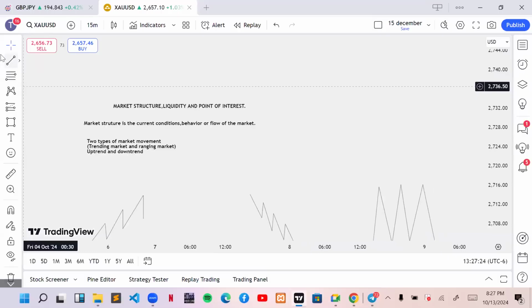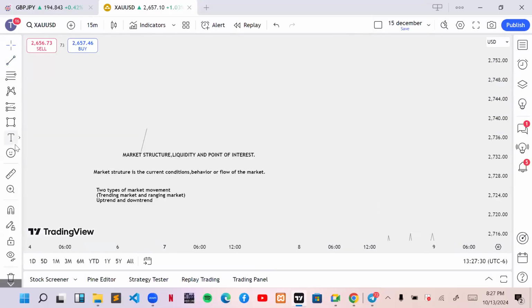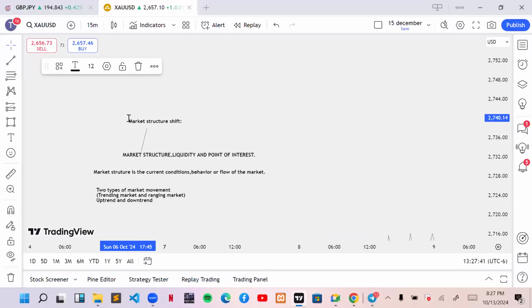So for the structure part of my strategy, I pay attention to market structure shifts and break of structure. So, market structure shift. I'll first of all take what a market structure shift is. A market structure shift is an indication that the current trend is about to end and a new one is about to begin in the opposite direction.